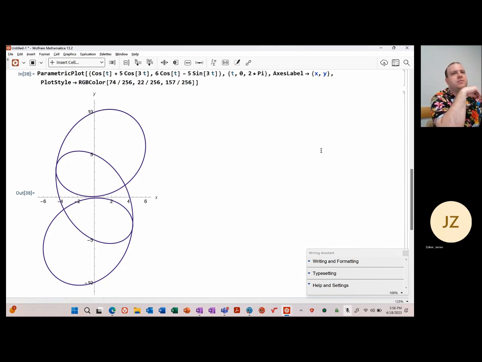There are a lot of curves that we can now describe and examine thanks to parametric equations.